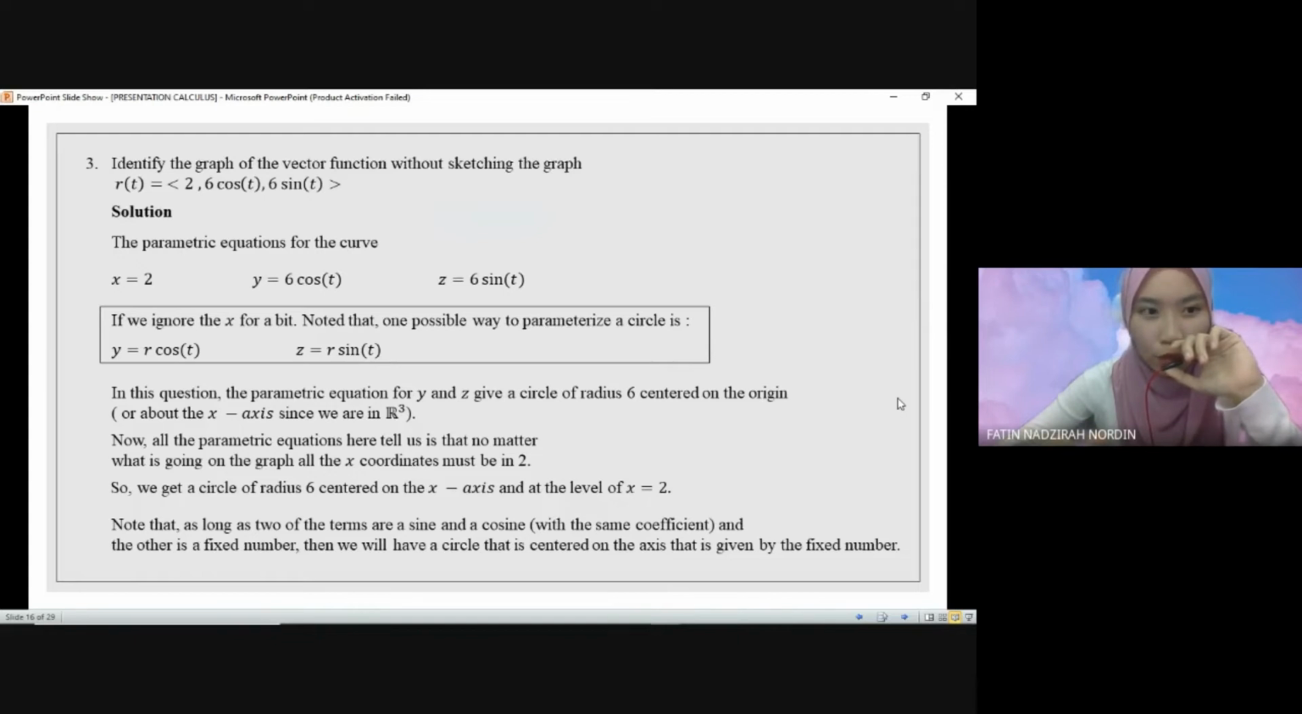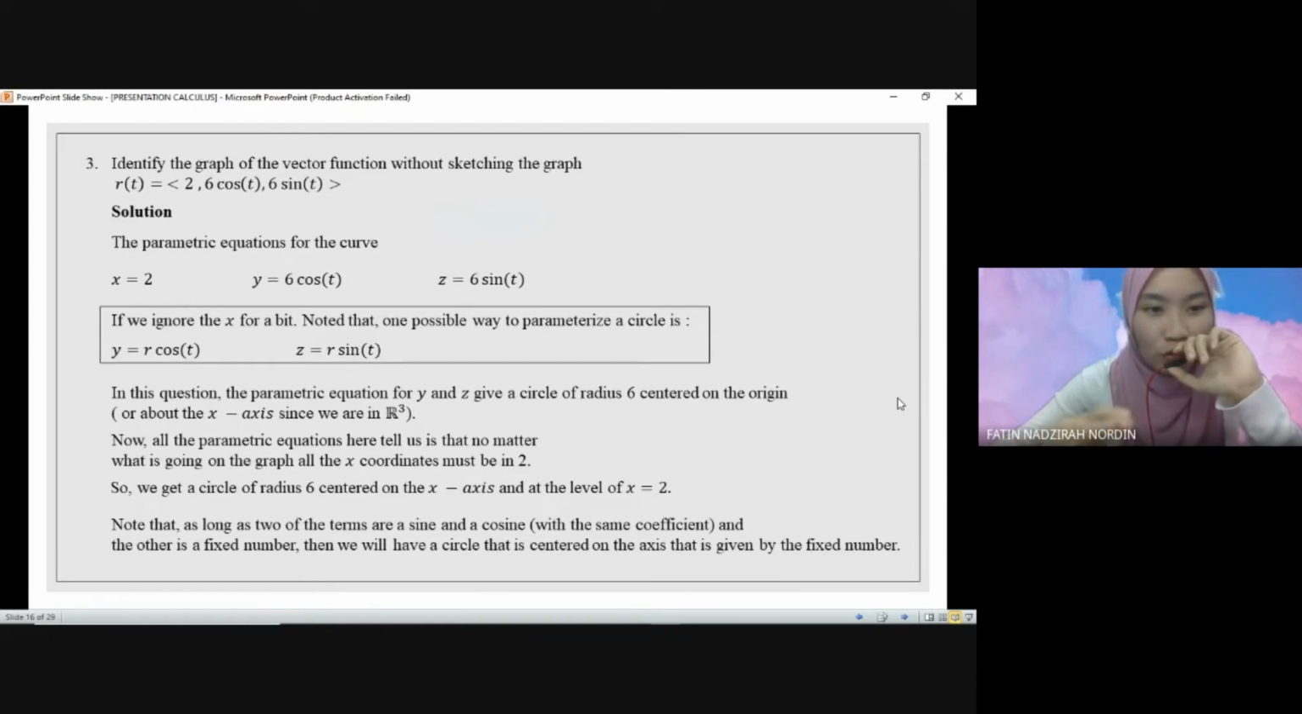First, we ignore the x for a bit. Note that one possible way to parameterize a circle is y equal to r cos t and z equal to r sin t. If we look at this question, our r is 6. So the parametric equations for y and z give a circle of radius 6 centered on the origin, or about the x-axis, since we are in R cubed.